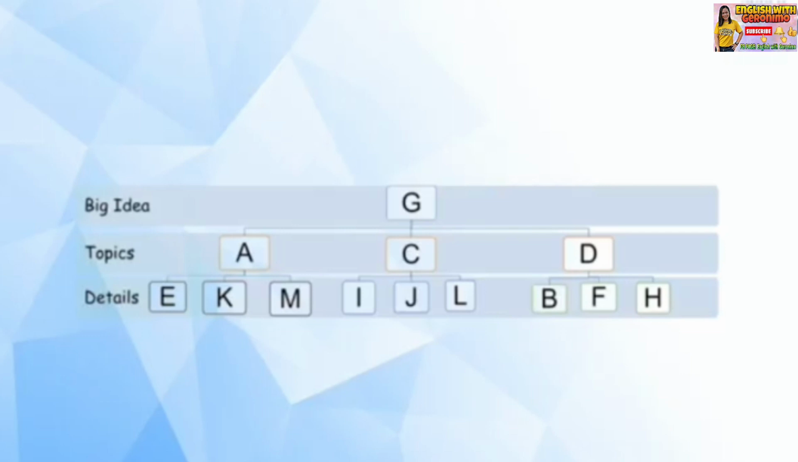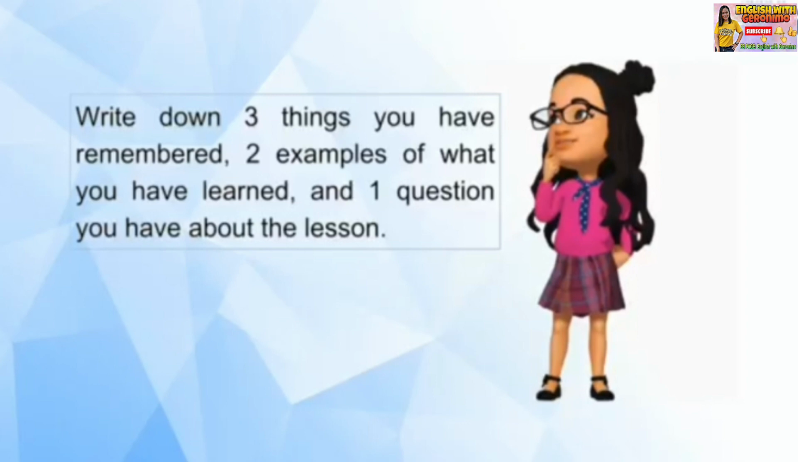For the last topic, which is about how hard apologizing can be, the details are, letter B. It's difficult to accept and say out loud that you hurt someone. Letter F. You might be scared that the other person won't accept your apology. And letter H, it's challenging to admit that you made a mistake. For the wrap-up, write down 3 things you have remembered, 2 examples of what you have learned, and 1 question you have about the lesson.